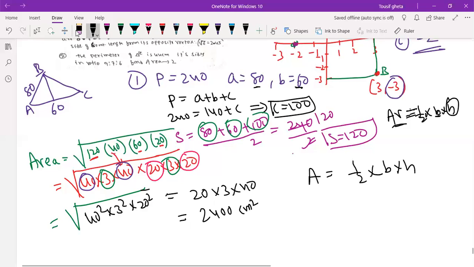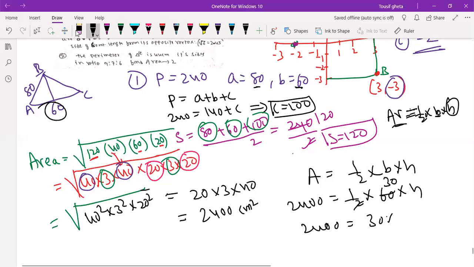So this is 2400 equals half. Base is given, 60, right? They only gave the side, height is 60. Height we will find out. 20, 2 3s, so 2400 equals 30 into h. H is equal to 2400 by 30. So if you cancel it, H is equal to 80 centimeter.